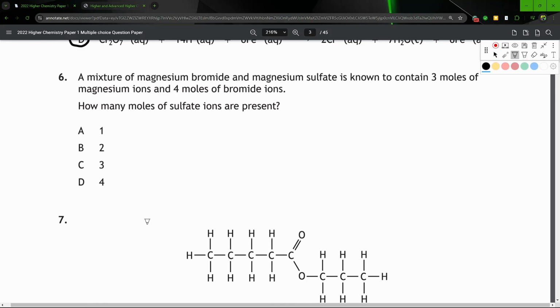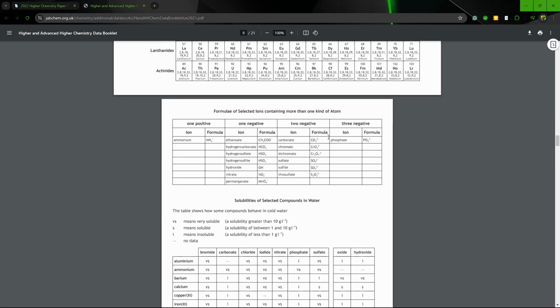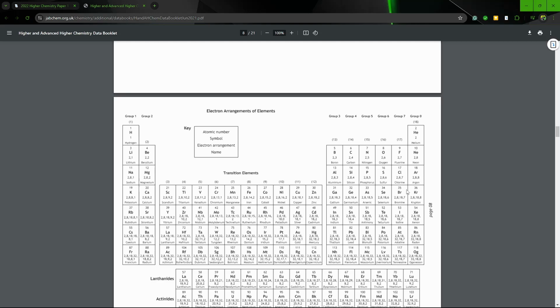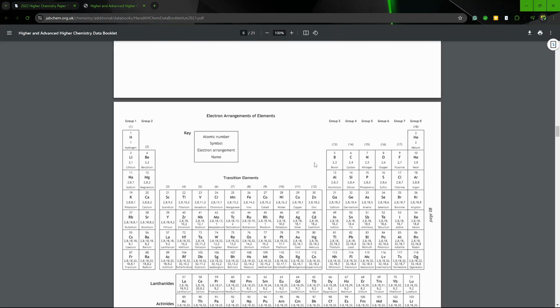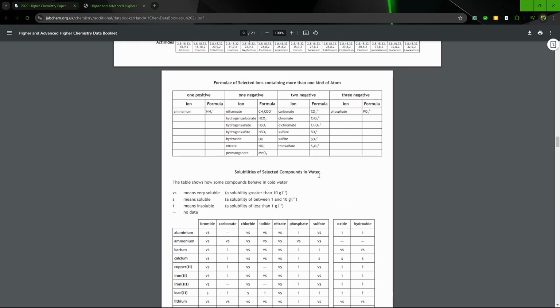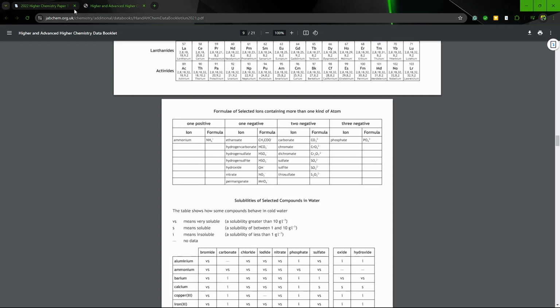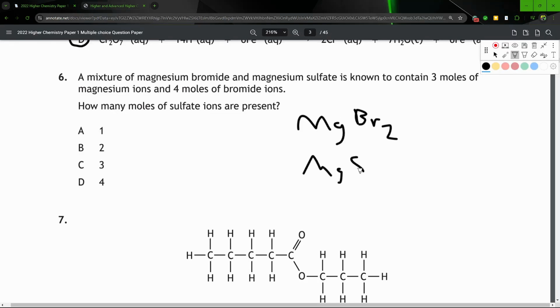A mixture of magnesium bromide and magnesium sulfate is known to contain 3 moles of magnesium ions and 4 moles of bromide ions. How many moles of sulfate ions are present? Let's write out the formulas for both of these. Magnesium has a valency of 2, and bromine has 1 because it's in the 7th group. So the formula would be MgBr2. And then magnesium sulfate: sulfate should be 2-, if I remember correctly. Yep, so magnesium sulfate will be MgSO4.